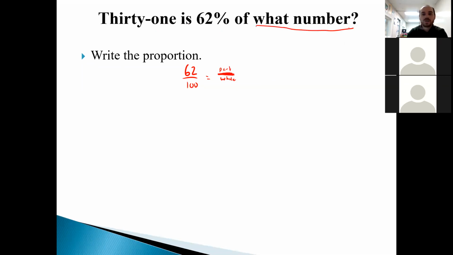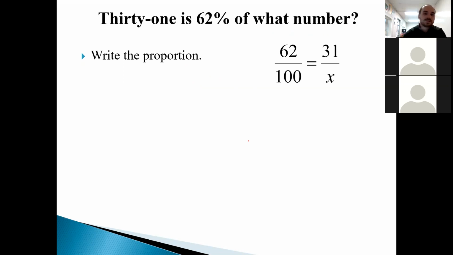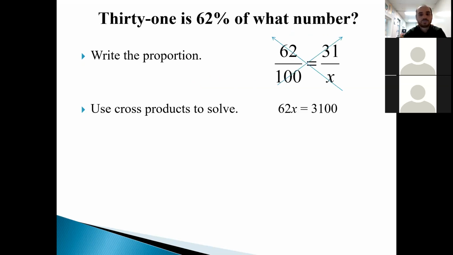So we want to know what number would be in the 100 spot. So instead of having x over 31 this time, we're going to have 31 over x. So our proportion looks like this. 62 over 100 equals 31 over x. And again, if I were a mean math teacher, I'd make you do this all by hand, but I won't.